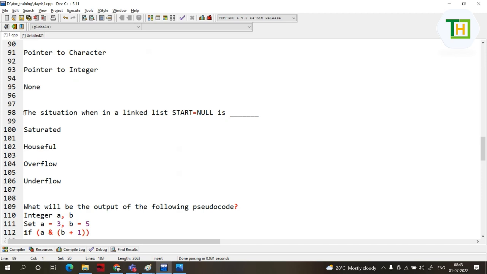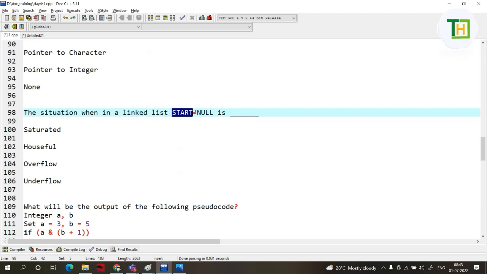The situation when a linked list's start is equal to null, that means head is equal to null or start is equal to null. Start or head are the same, based on the criteria. If it is null, that indicates there are no nodes and no values in the linked list.